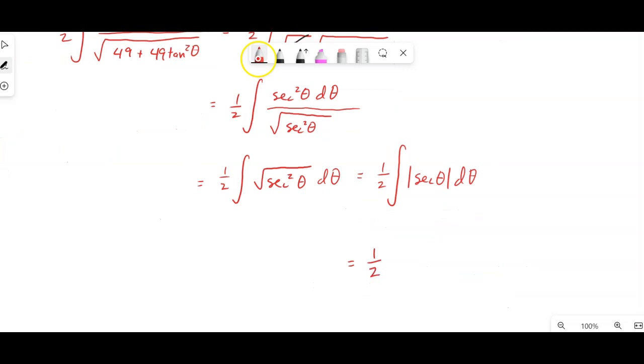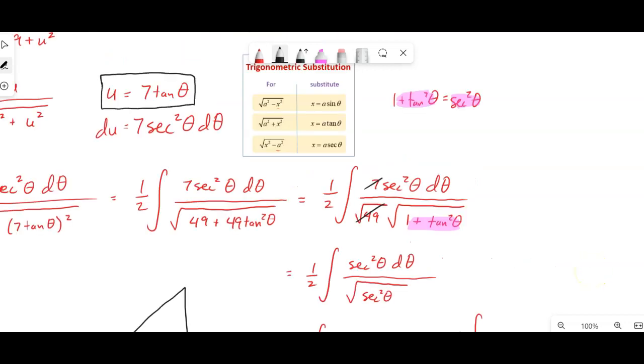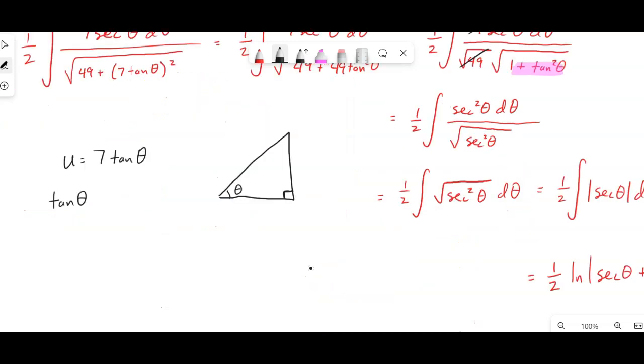And we saw from a previous example, the integral of secant is the natural log of the absolute value of secant theta plus tangent theta, plus c. And now, this is again why I do trig to begin with. You need to create the right triangle to get back to x anyway. So the substitution we made here was u equals 7 tangent theta. That means the tangent of theta is equal to u divided by 7. And remember that right triangle definition of tangent is opposite over adjacent.